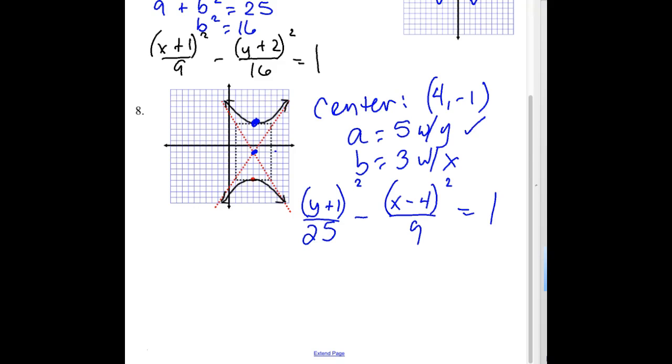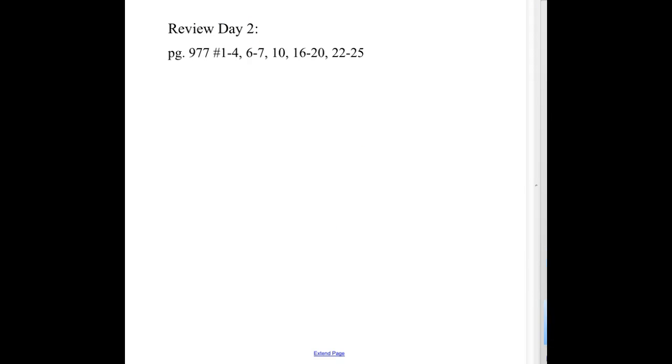So keep in mind that the first review assignment that you got yesterday was all circles and parabolas and, what was it, distance midpoint? Okay. This is all hyperbolas and ellipses. So make sure you take a few minutes to look at the stuff from last night as well. Okay? Test tomorrow.